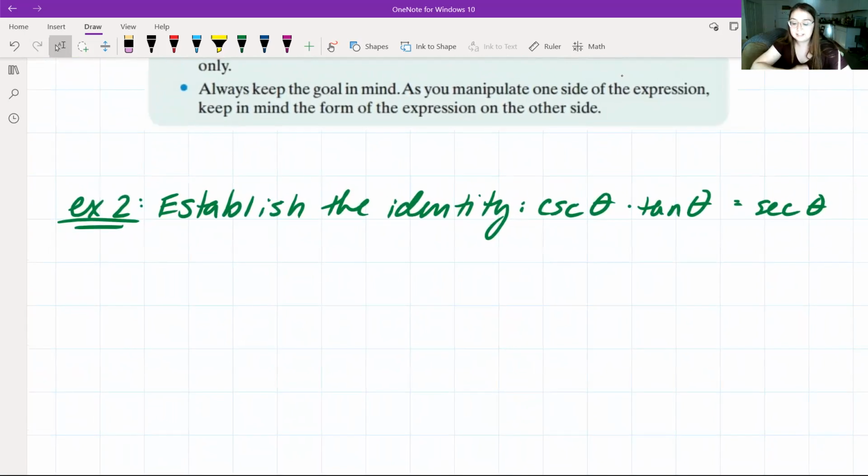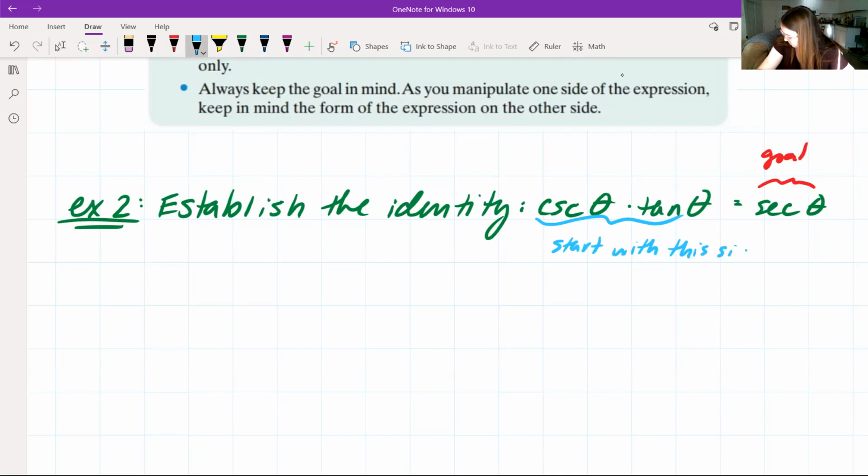So for our example 2, we want to establish the identity cosecant of theta times tangent of theta is equal to secant of theta. So what to identify here is that secant of theta is our goal. We want to end up with secant of theta. But we have cosecant of theta times tangent of theta, so we're going to start with this side. So we want to rewrite things as much as possible. So let's go ahead and try and rewrite these in terms of sine and cosine.